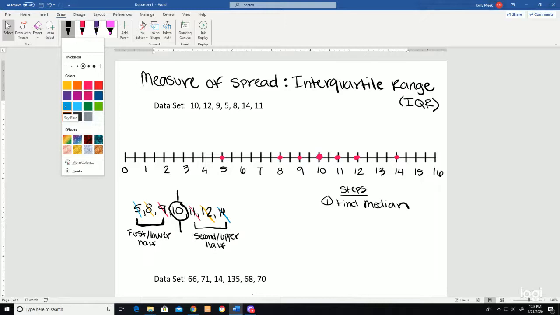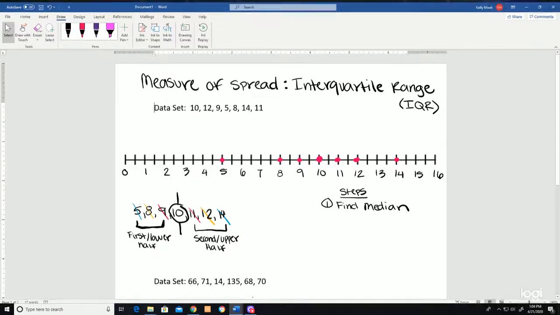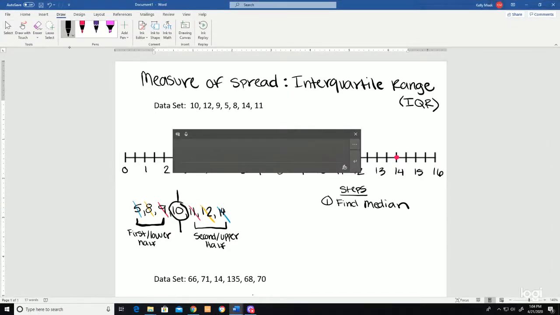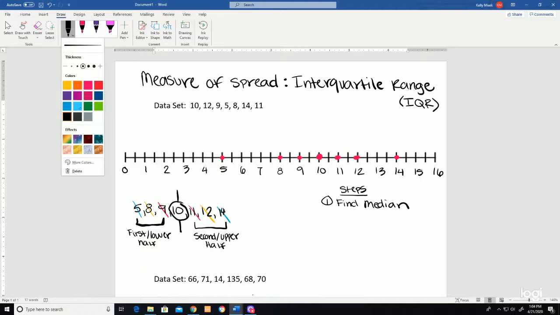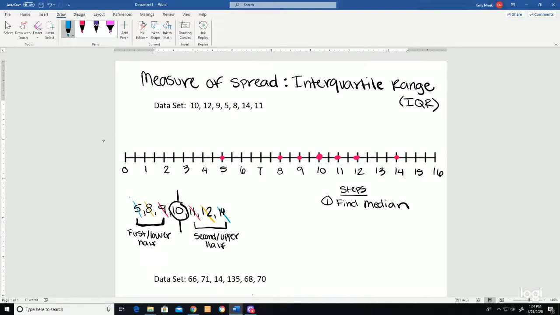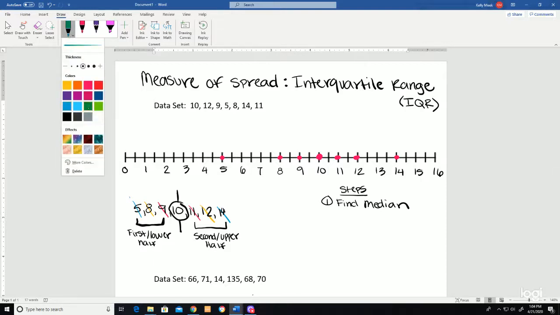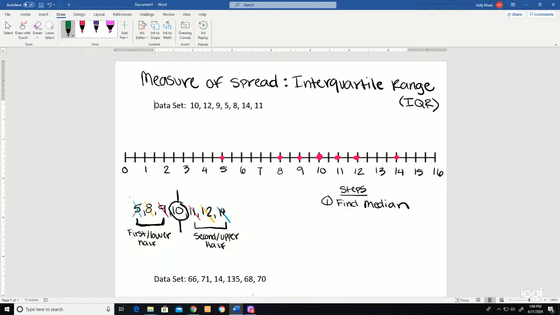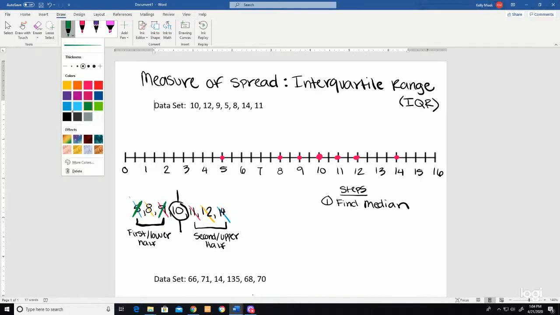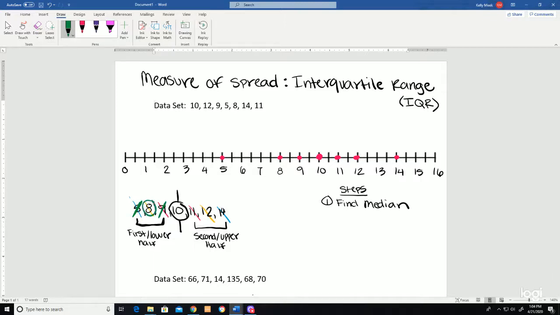To find the median, I am going to be crossing out the lower, whoops, sorry. Having some technical difficulties here today. There we go. I'm going to cross out the lower and the upper at the same time. So the lowest number is 5, and the highest number in this lower half is 9, leaving me with 8 as the median of my lower half.